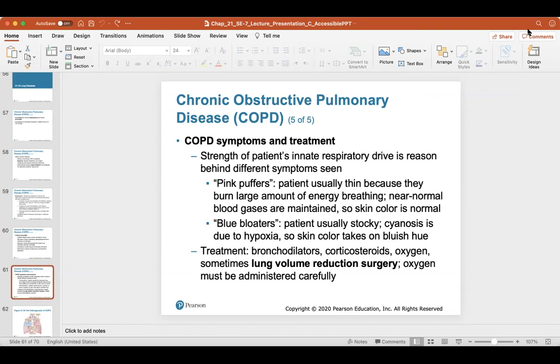COPD symptoms and treatment. The strength of the patient's innate respiratory drive is the reason behind the different symptoms that are seen. Pink puffers is when the patient usually is very thin because they burn large amounts of energy when they're breathing. Their near normal blood gases are maintained, so the skin color is normal. Blue bloaters is when the patient is usually stocky and their cyanosis is due to hypoxia, so the skin takes on a bluish hue. The treatment is usually a bronchodilator, corticosteroids, oxygen, and sometimes lung volume reduction surgery, and oxygen must be administered carefully.